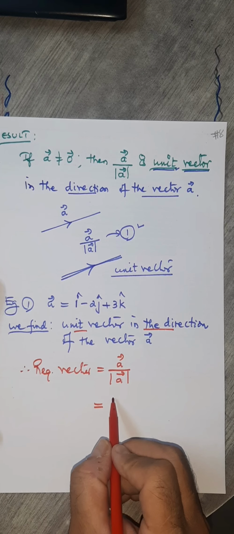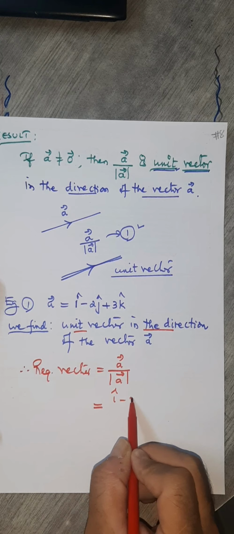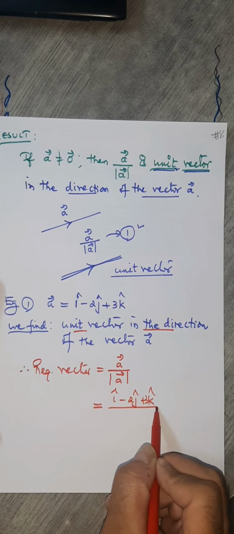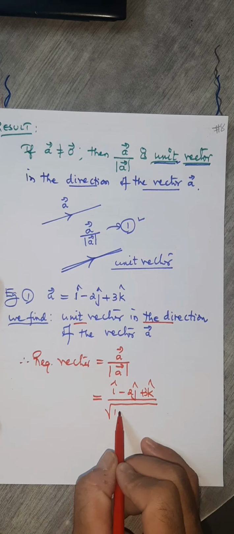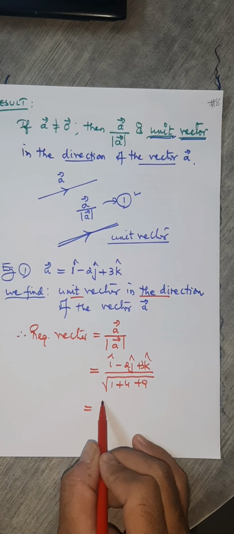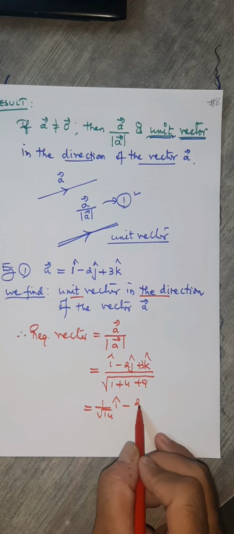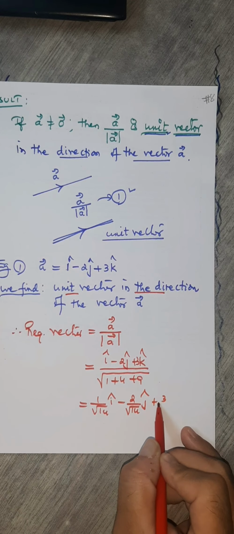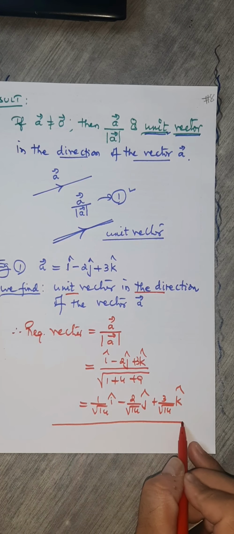Now what is this? This is nothing but i cap minus 2j cap plus 3k cap upon its magnitude. What is its magnitude? 1, 4 and 9. 1 plus 4 plus 9, which is root 14. So you have 1 by root 14 i cap minus 2 by root 14 j cap plus 3 by root 14 k cap. This is a new vector.